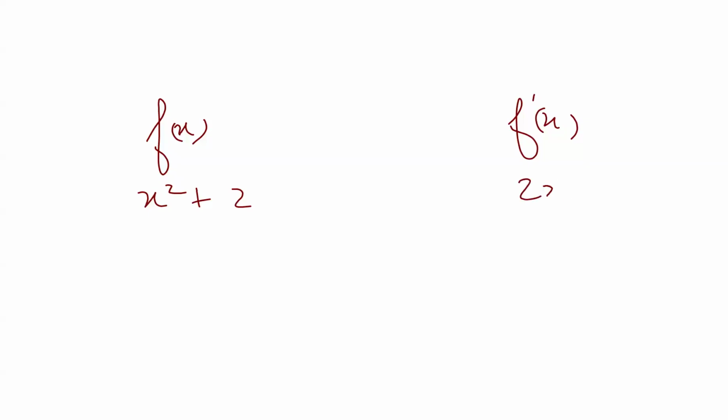Okay. Now I'll tell you what is plus c. Take x square plus 2. I'm just writing f of x over here. What is the derivative of x square plus 2? The derivative of x square plus 2 is 2x. For x square plus 3, the derivative is 2x. Once again, for x square plus 3000, for example, again the derivative is 2x.